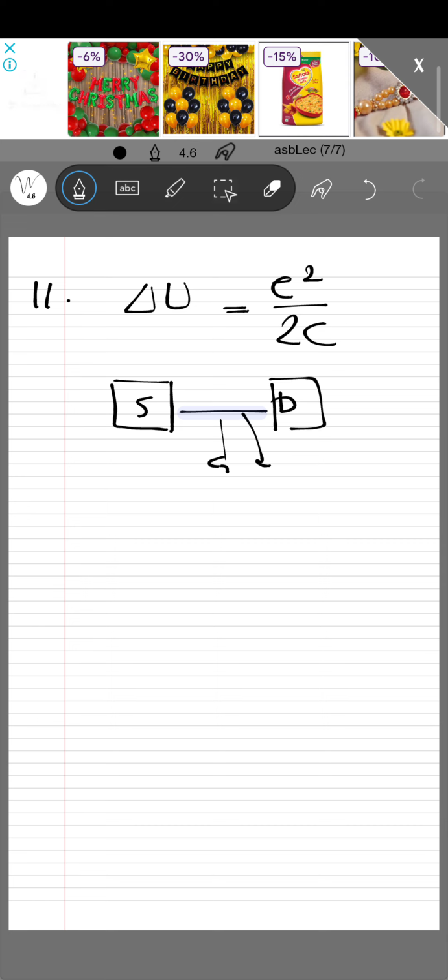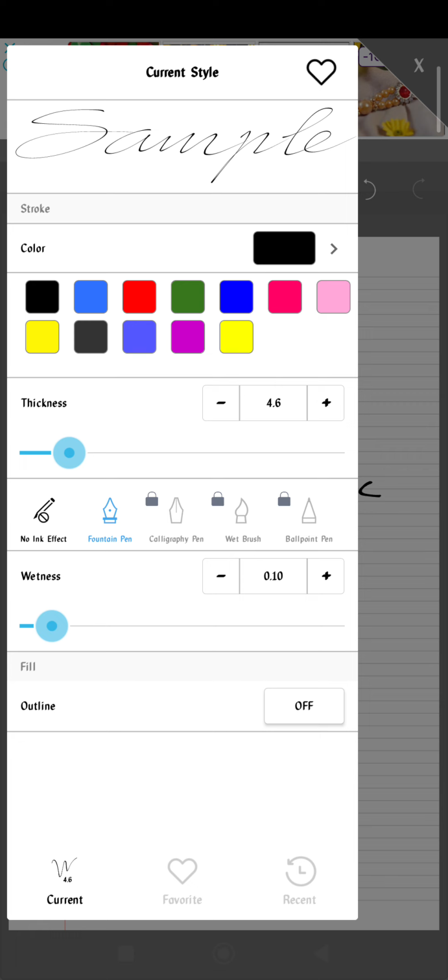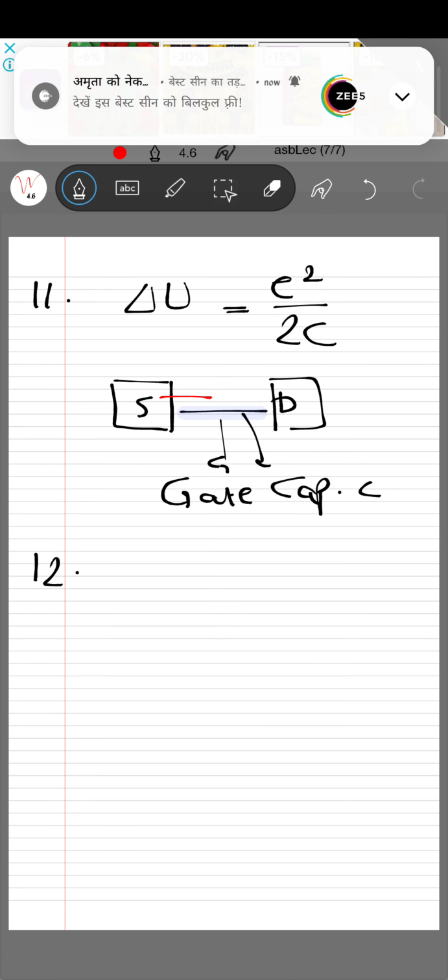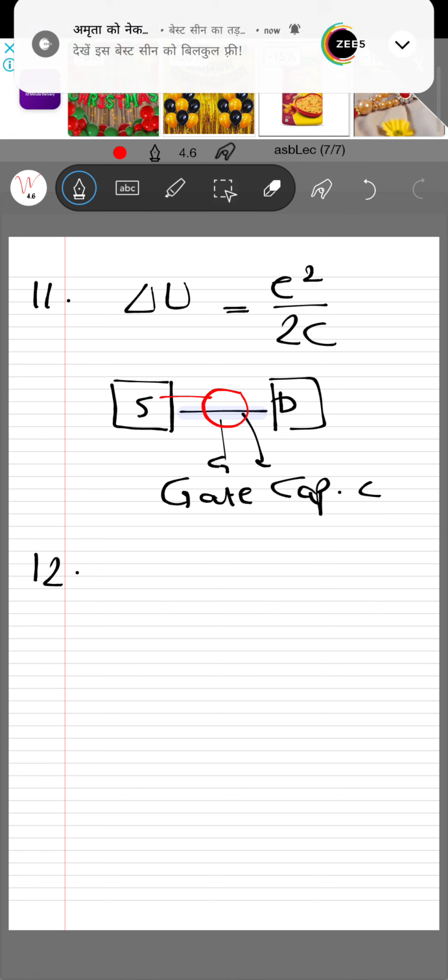This is the gate capacitance C. The tunnel current which actually flows is due to the flow of electrons from source to drain, or from source to this island region, the tunnel current.